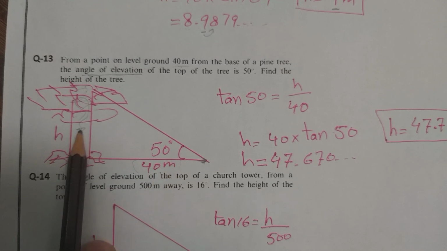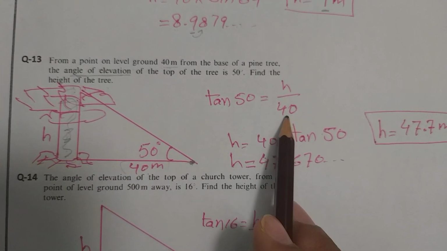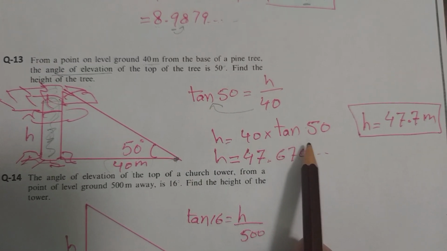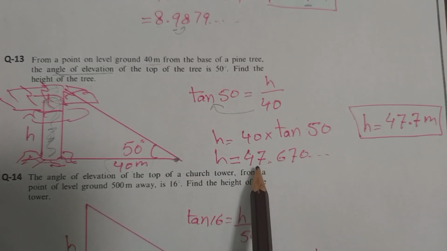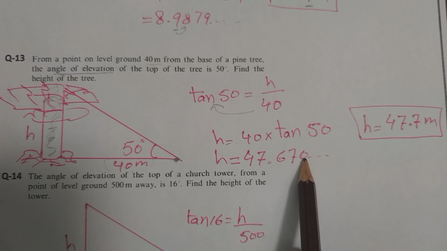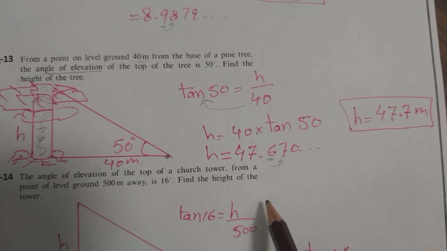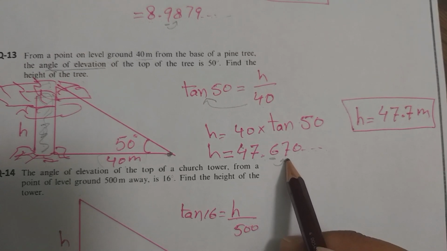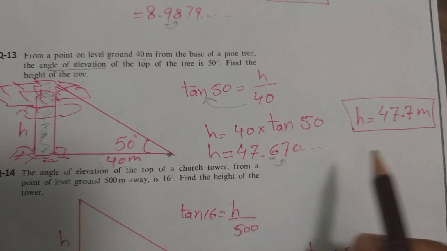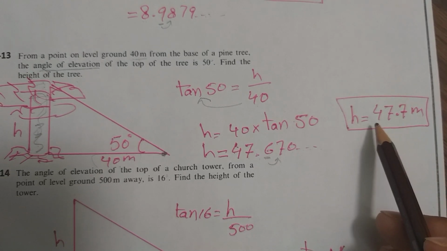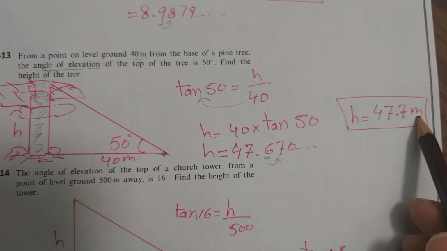So it means the adjacent and opposite. So we use tan, the division transfers and becomes multiplication. So 40 times tan 50. Simplify, you will get 47.670, and so on. I just rounded because after 6 comes the next number, more than 5, we increase the number, so 6 becomes 7. So the height of the pine tree is 47.7 meter.